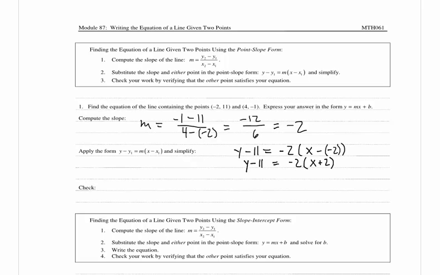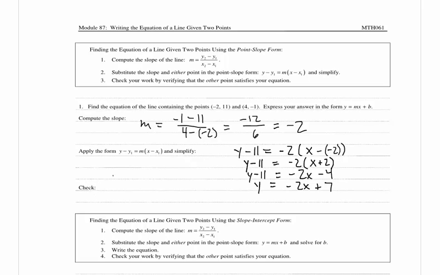And now we're going to distribute the -2 through the parentheses on the right side. So we have -2x minus 4. And now we're going to add 11 to both sides. And we get y is equal to -2x plus 7. And now in order to check, we're going to plug in 4 and -1 for x and y and make sure that the sides are equal.